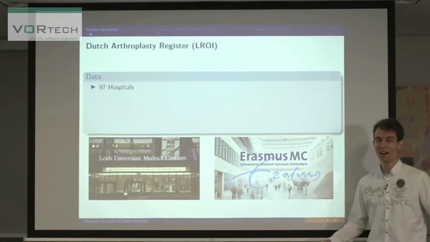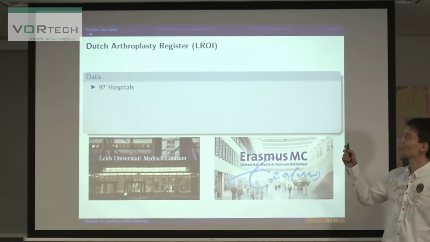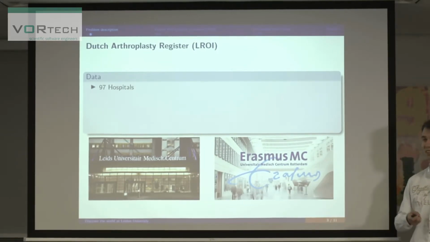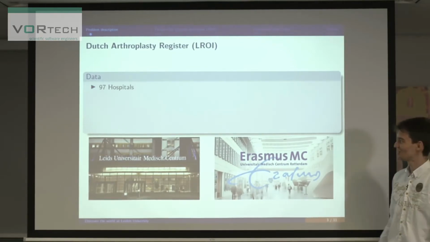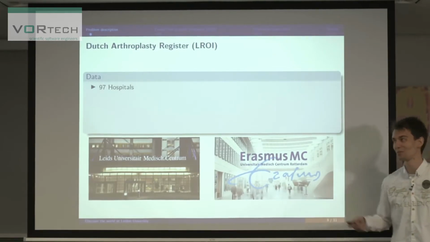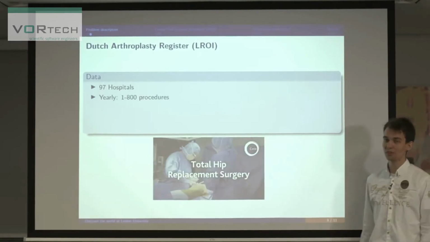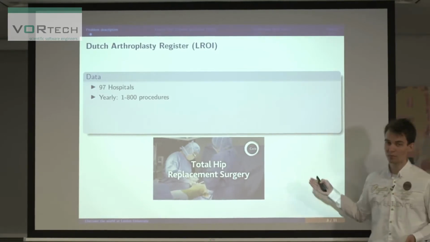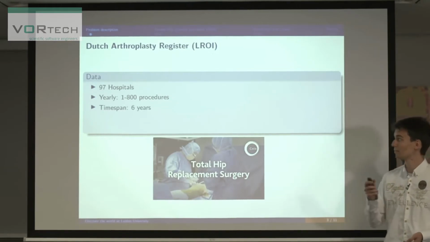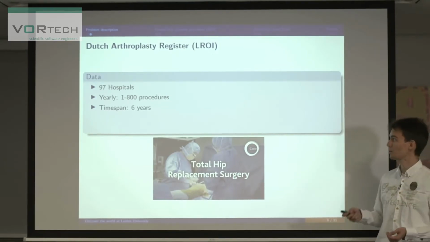All right, as luck may have it, the Dutch Arthroplasty Register, or LROI in short, has a data set which contains data on 97 hospitals across the Netherlands. So for example, the Leids Universitair Medisch Centrum or Erasmus MC. Each of these hospitals performs on a yearly basis between 1 and 800 of these total hip replacement surgery procedures. We have the data over a time span of 6 years from 2014 to 2020. And this amounts to a total of 182,000 procedures. So as I said, it's a very common surgery.